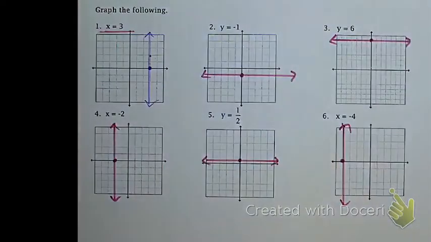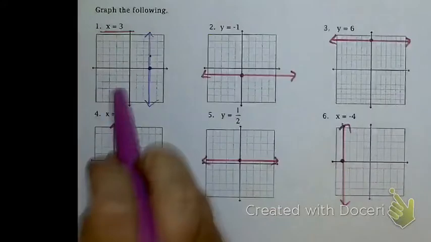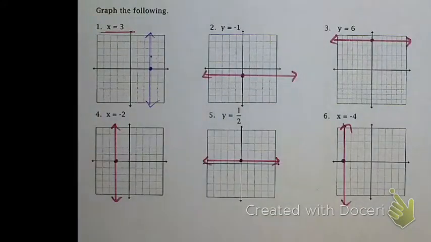So, what did we just do? We just graphed 1, 2, 3, 4, 5, 6, 7, 8, 9, 10, 11, 12 graphs in less than 20 minutes. These graphs go very, very fast. Okay? There shouldn't be any whining about graphing because it's not difficult and it goes very fast.